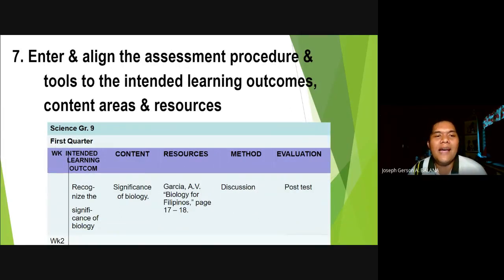And then, after the activity or the method, then of course, align the assessment procedure. The assessment procedure will be what kind of testing, what kind of measurement and assessment strategies are you going to use to check whether your students will or has achieved the outcomes and the content.